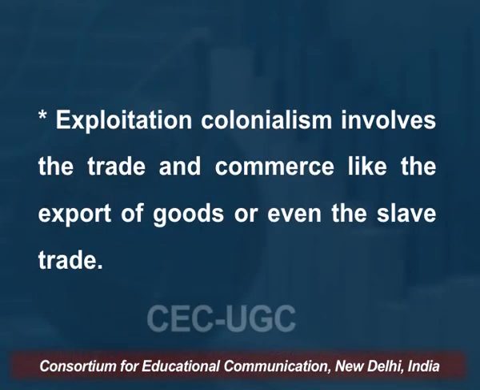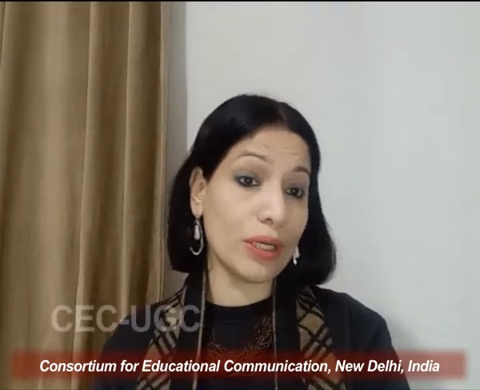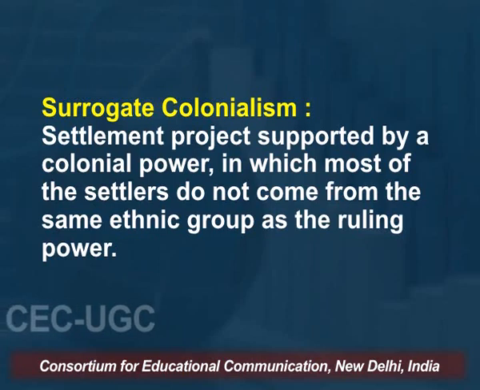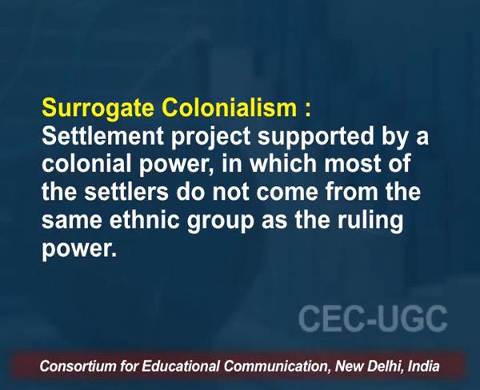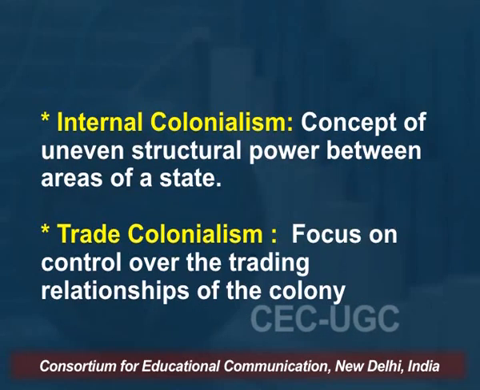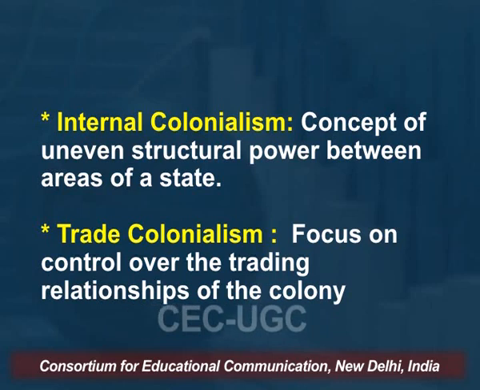Further, as we are discussing types of colonialism, exploitation colonialism involves trade and commerce like the export of goods or even the slave trade. Surrogate colonialism, another important type of colonialism. Surrogate colonialism is the settlement project supported by a colonial power in which most of the settlers do not come from the same ethnic group as the ruling power. Internal colonialism is a concept of unequal structural power between areas of a state, whereas trade colonialism focuses on the control over trading relationship of the colony.